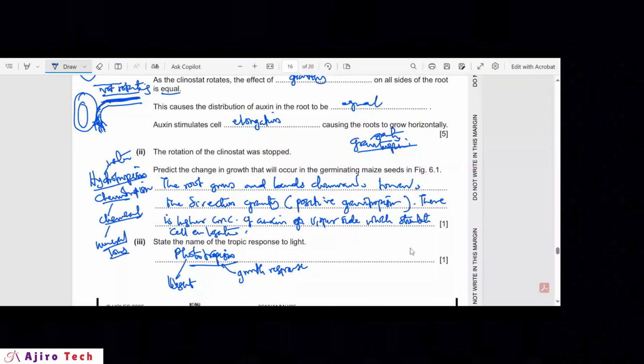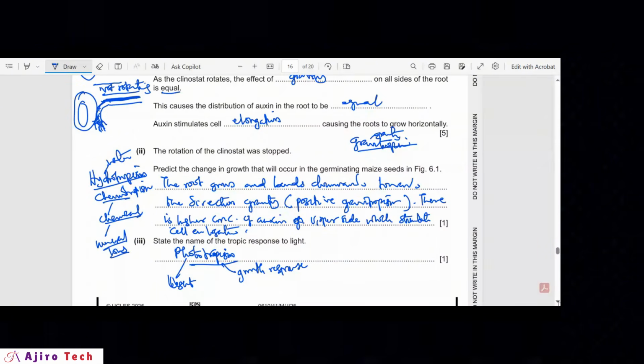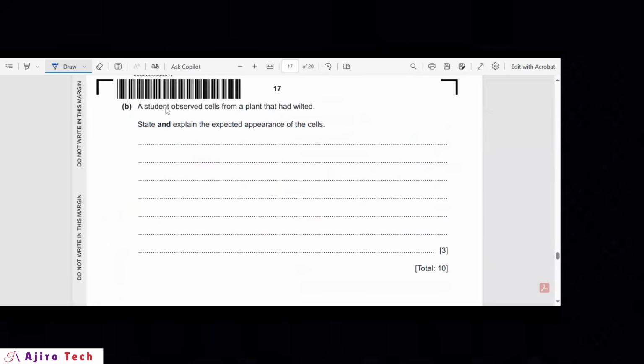To the last part. A student observed cells from plants that are wilted. The student explained the expected appearance of the cell. Of course, we explain that the cell would not be erect due to loss of rigidity or low pressure.